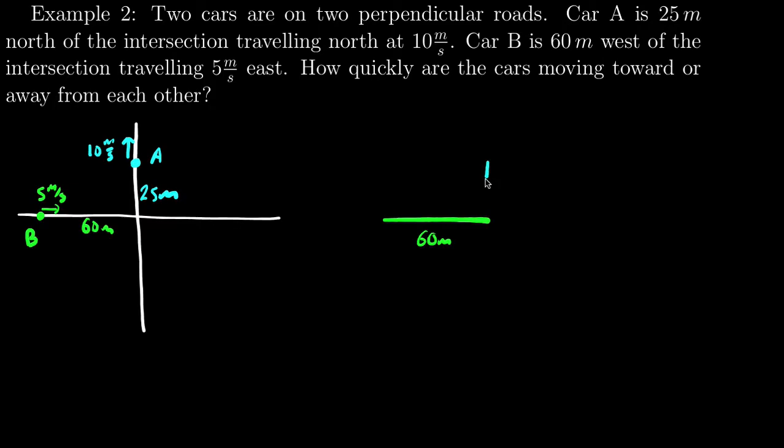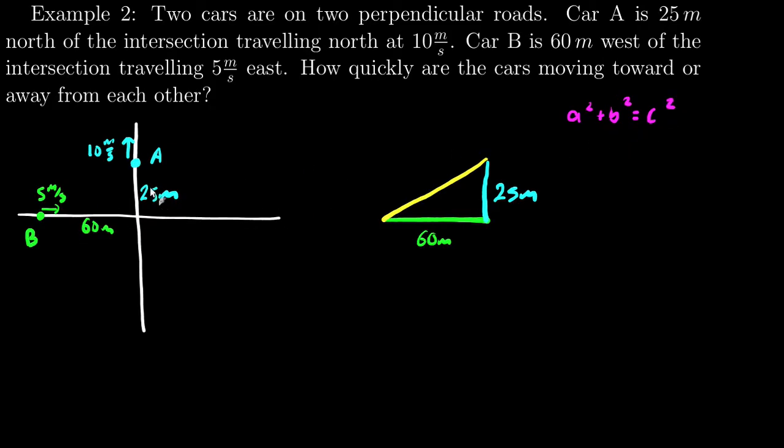Here's the 25 meters. And I want to know if the cars are getting closer or farther. That is this hypotenuse. And so I'll start by writing an equation that relates these. So we'll have a squared plus b squared equals c squared.